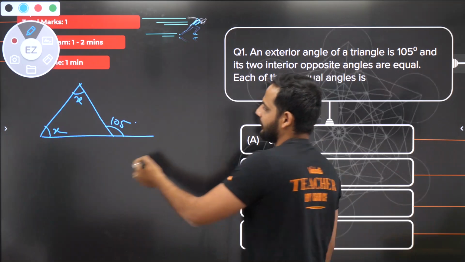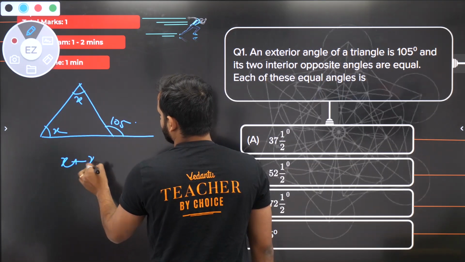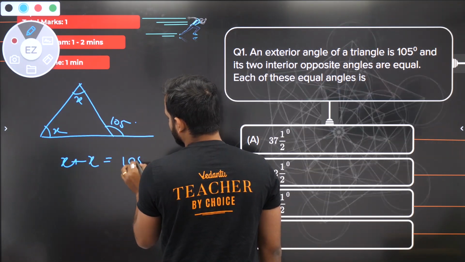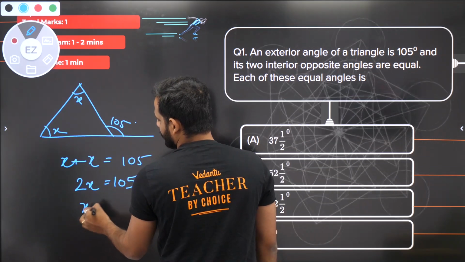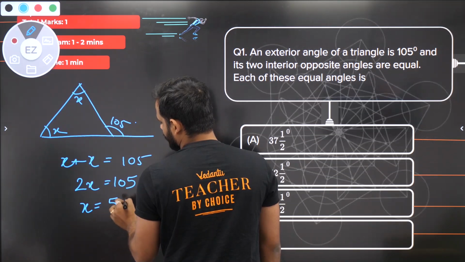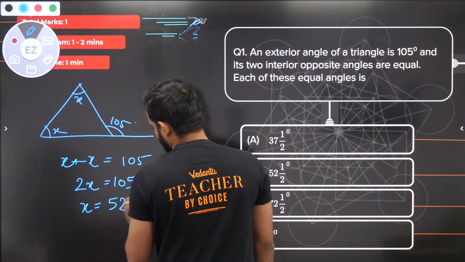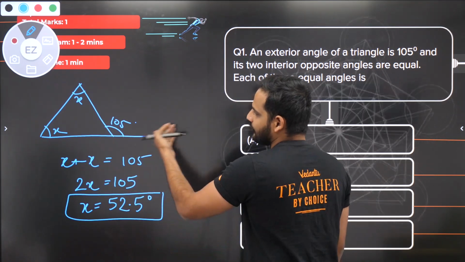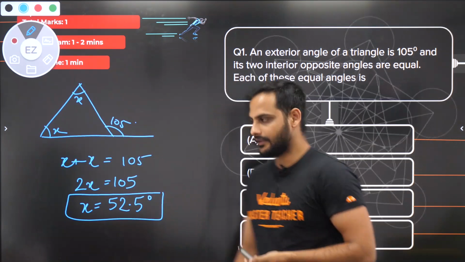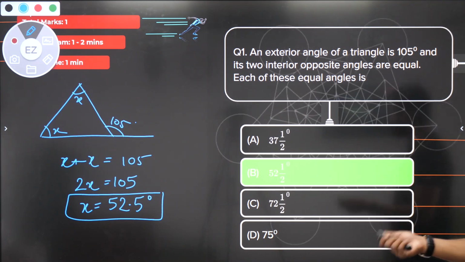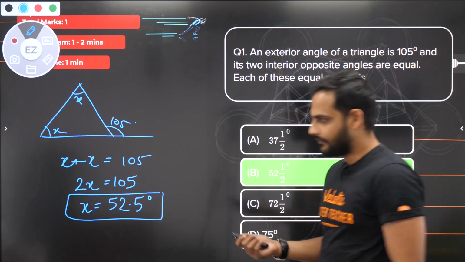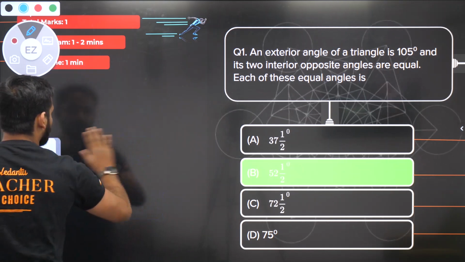I can say that X plus X should be equal to 105 degrees. So 2X is equal to 105 degrees. So X is equal to 105 by 2, which is 52.5 degrees. We have used the direct application of the exterior angle theorem. So the correct answer is option B, 52.5 degrees. Let's move to the next question.